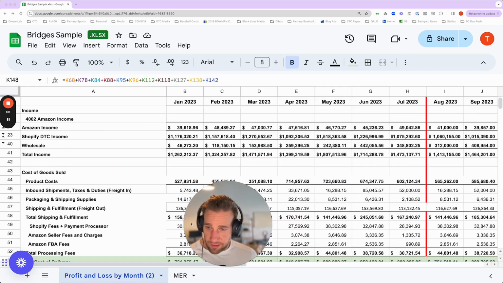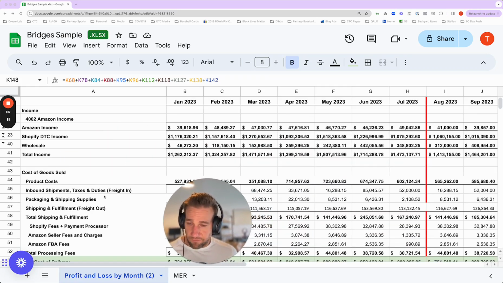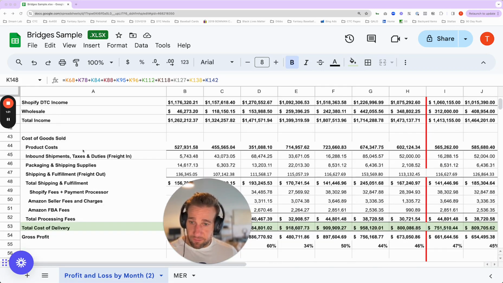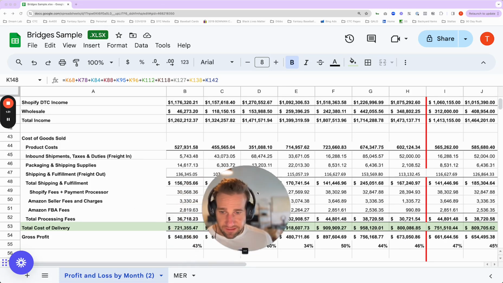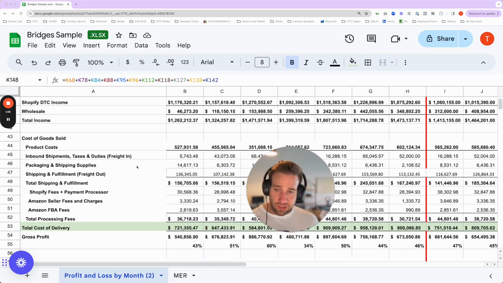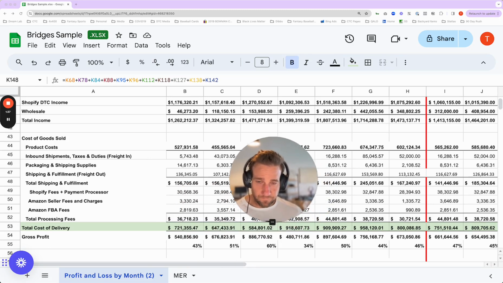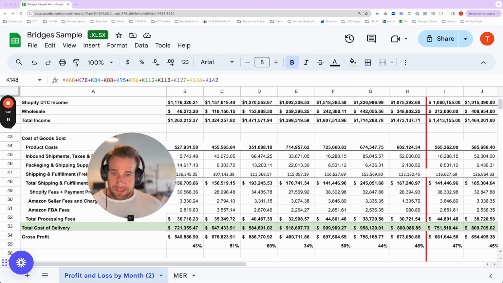So if we look over here, you'll notice that we've got all of our cost of delivery items, everything from product cost to shipping supplies, to outbound freight, to Shopify payment processor fees, Amazon fees, FBA fees, etc. So we get product costs, shipping costs, processing fees to our total cost of delivery. This business is in the apparel category, okay?